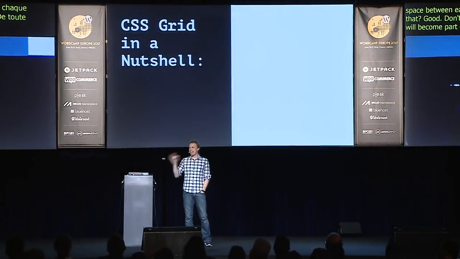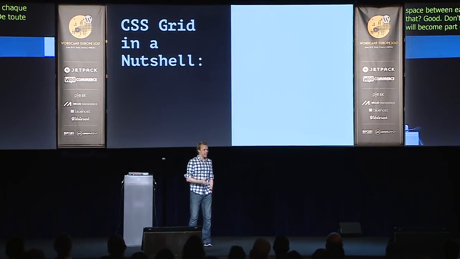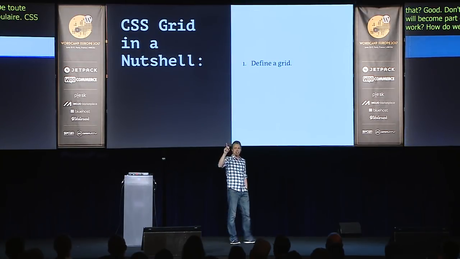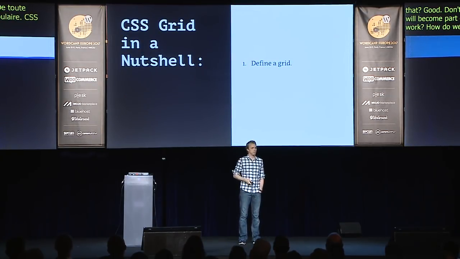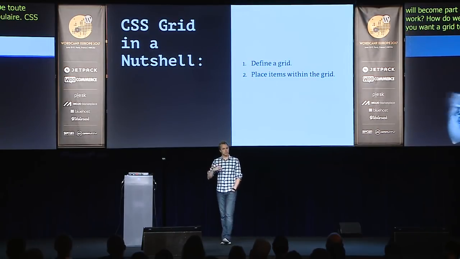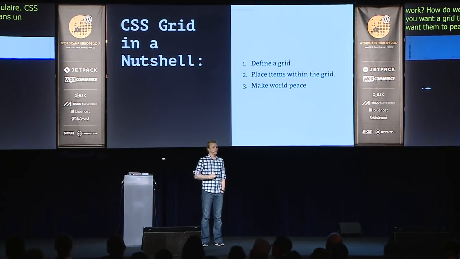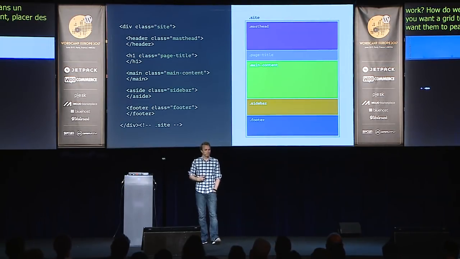So CSS Grid in a nutshell, how does this actually work? How do we apply it today? Number one, define a grid on an element where you want a grid to appear. Number two, place items within that grid where you want them to appear. Number three, make world peace. That's all there is to it.